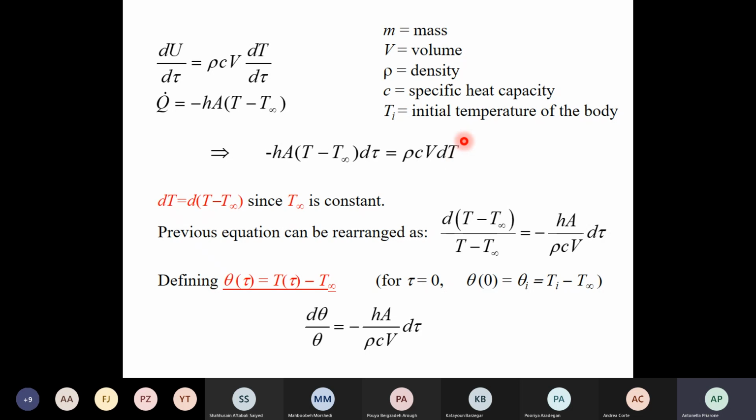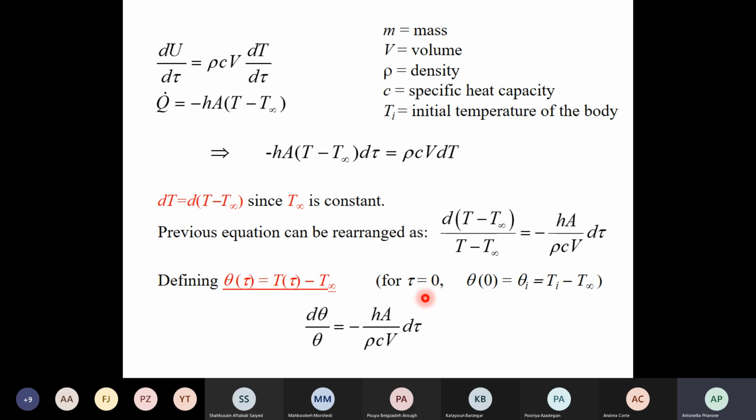I have d of (T minus T infinite) divided by (T minus T infinite), and on the left side I take rho, I divide by rho cv. Okay, nothing difficult. I call T minus T infinite theta, and it's a very easy equation to be solved, and is an equation which does not depend on space, so no boundary condition is needed. I need an initial condition to solve the problem.